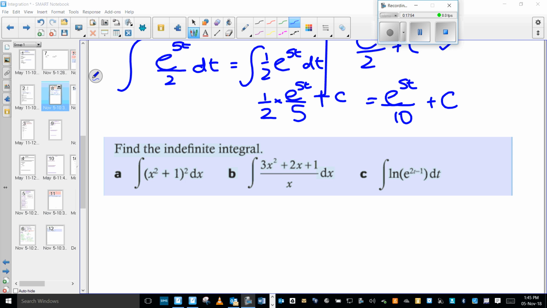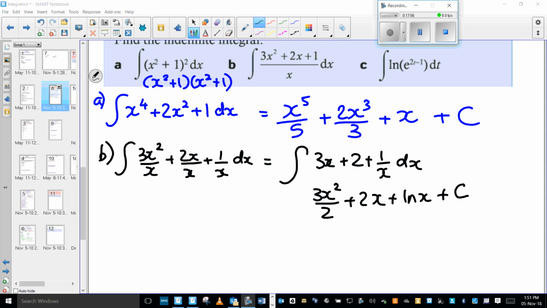Okay, so there's the A and the B. So we FOILed, expanded it, simplified, and then integrated term by term. Second one, we split them, simplified, and then integrated term by term. Now, C. This is where we have to try and remember. You've got the integral of ln e to the 2t minus 1 dt. I haven't put brackets, you don't need the brackets.